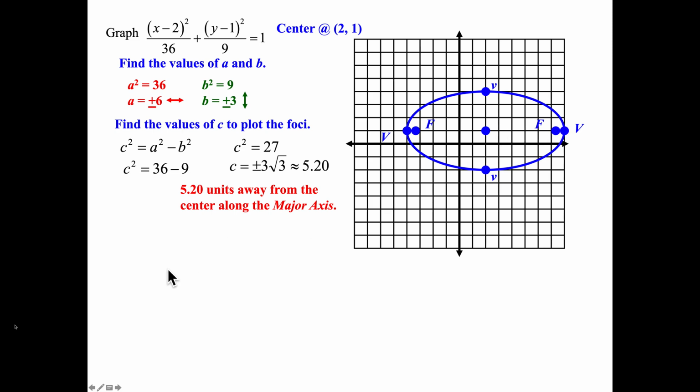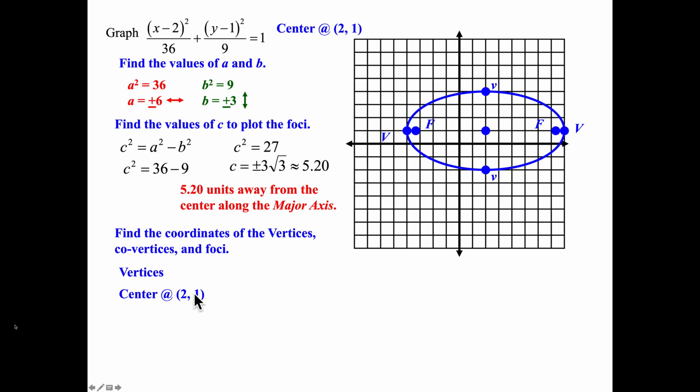And you can still find the coordinates of these points without graphing. Everything starts at the center. So now you start with 2, 1. Now here's where we have to be careful. Now your vertices are plus or minus 6 to an x coordinate. Okay, so we're going to have to go 2 plus 6 is 8, comma 1. 2 minus 6 is negative 4, comma 1.